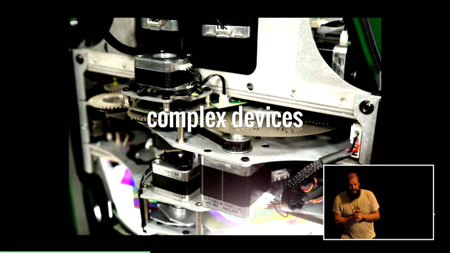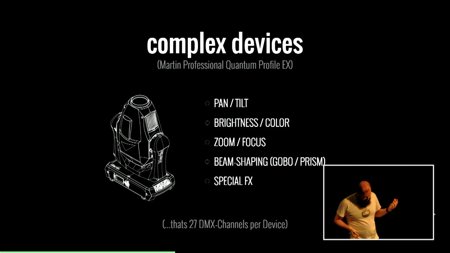So the spotlights we have here in the venue have like 20 stepper motors and all sorts of really complex stuff going on. They are moving head spotlights like you see in a picture. So you can control with pan and tilt, you can control the motion. Then there's the brightness and the color value. The color value is not RGB, but it is in CMY color mixing.